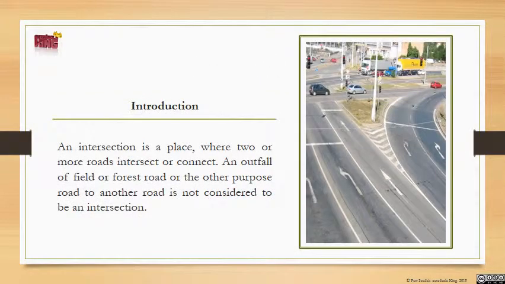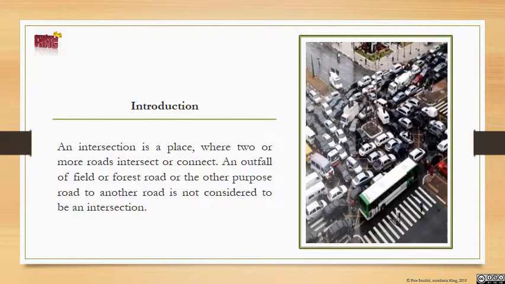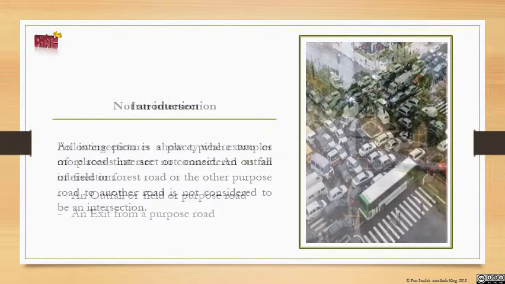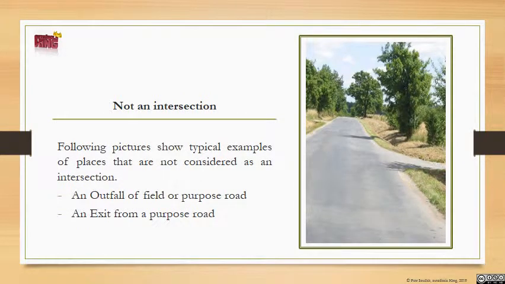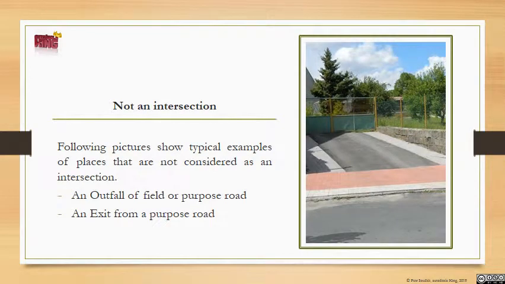An intersection is a place where 2 or more roads intersect or connect. An outfall of a field or forest road or other purpose road to another road is not considered to be an intersection. The following pictures show typical examples of places that are not considered an intersection. An outfall of a field or purpose road. An exit from a purpose road.